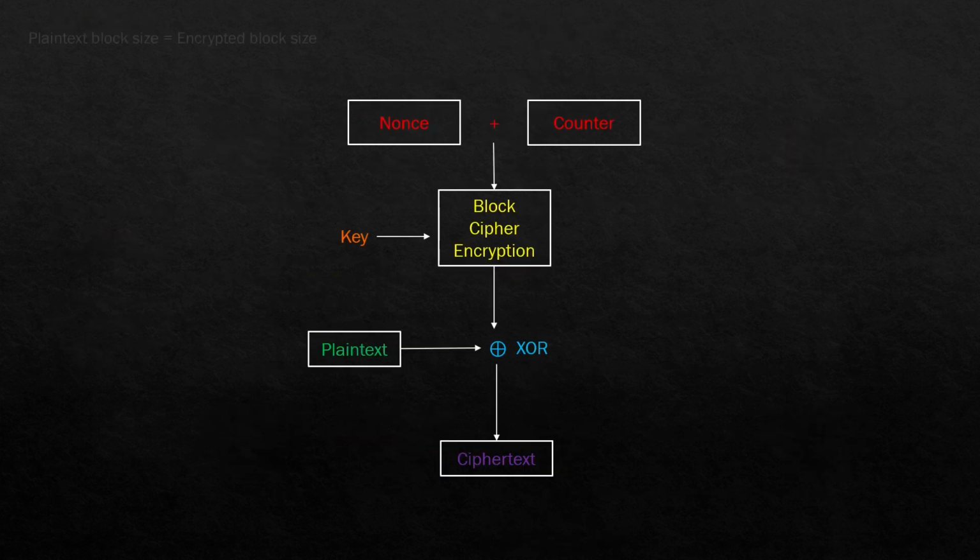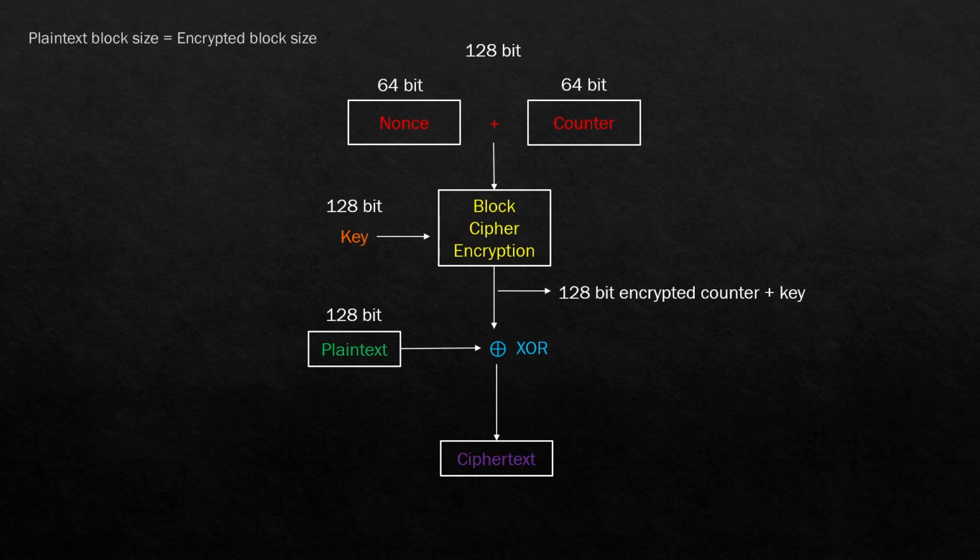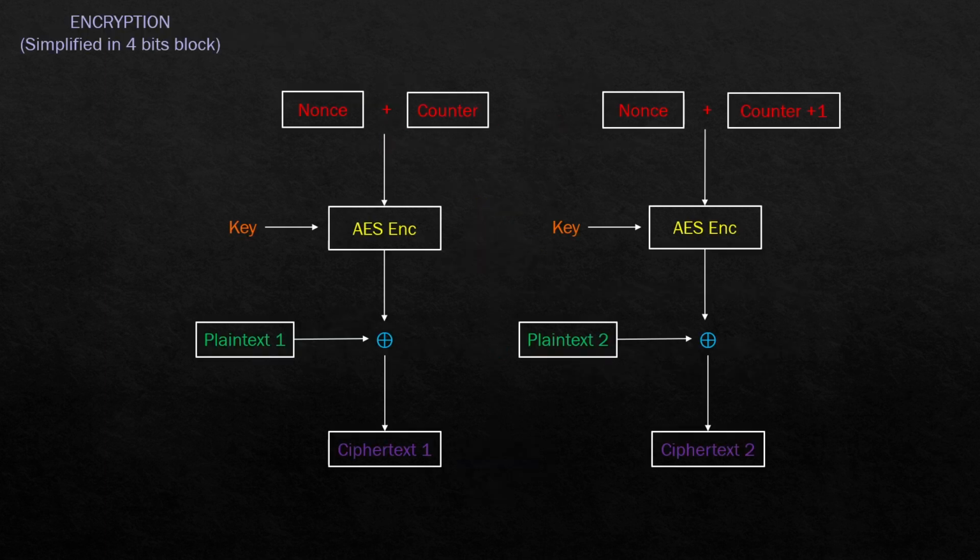If the plaintext block size is equal to the encryption output block size, then the two blocks will be XOR together and produce the block of cipher text. In the other case, if the plaintext block size is less than the encryption output block size, then only the size of the plaintext block of the output will be taken and XOR with the plaintext and produce a shorter cipher text block. Here is a demonstration of the encryption process. All blocks are simplified into 4 bits for better understanding.